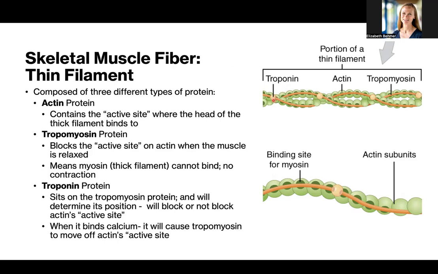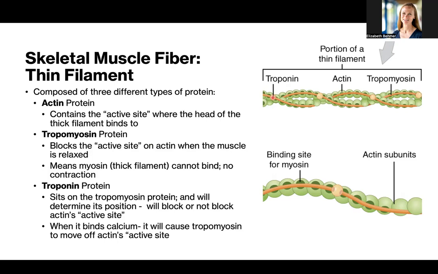The troponin protein, which is this kind of lighter shade of yellow, will sit on the tropomyosin protein and will determine its position. So the troponin protein is kind of what determines if tropomyosin will block or not block actin's active site. When troponin binds to a calcium ion, this will cause it to change shape, and that makes the tropomyosin move off of actin's active site.